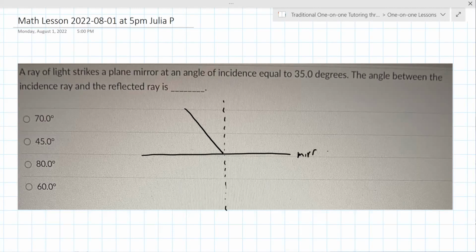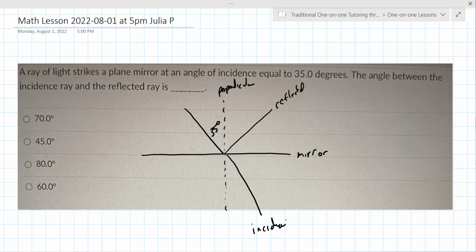Perpendicular to the mirror. So this is the perpendicular that you care about, and this is the 35-degree angle. Okay, so there's a reflected ray. That's the reflected one. And then the incidence ray, which I don't know what it is, but this is the incidence ray. And they want the angle between these two.